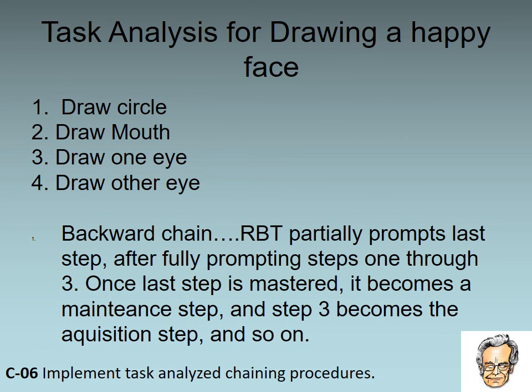Now, if it was a backward chain, the RBT would partially prompt the last step after fully prompting steps 1 through 3. So remember, the RBT would fully prompt step 1, step 2, and step 3, and then help teach step 4, partially prompt, whatever the minimal prompt would be. Once that last step is mastered, it becomes the maintenance step, and step 3 becomes the acquisition step. So the RBT would fully physically prompt drawing the circle, fully physically draw the mouth, and then teach step 3, partially prompt step 3, drawing the one eye, and the individual should be able to draw the other eye on their own.